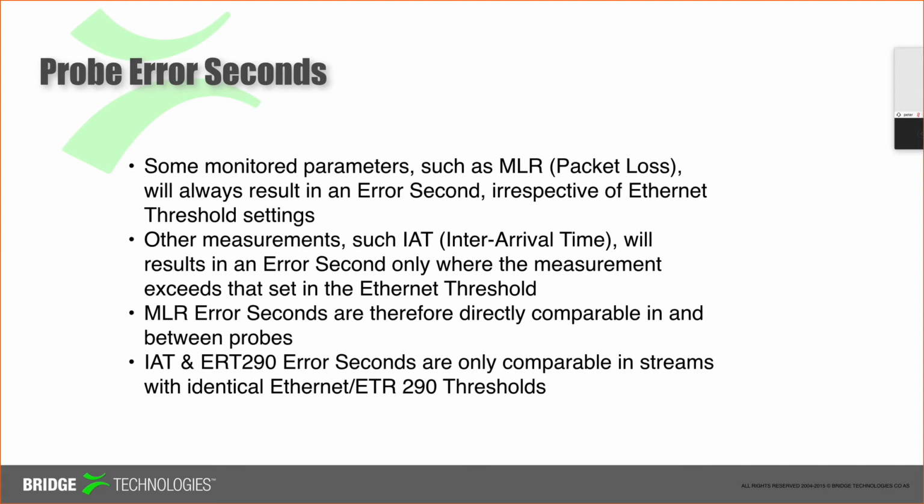Because error seconds for media loss are independent of the threshold, you can compare these across different probes. So one error second in probe A and 1 error second in probe D will be exactly the same. However, if we are looking at inter-arrival time, IP jitter, remember these are dependent on the thresholds. So comparing an error second on probe A for inter-arrival time and on probe D for inter-arrival time, they're not necessarily comparable because the probes individually have their own thresholds.